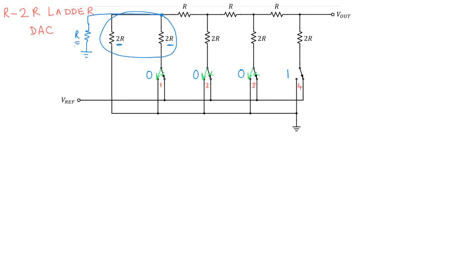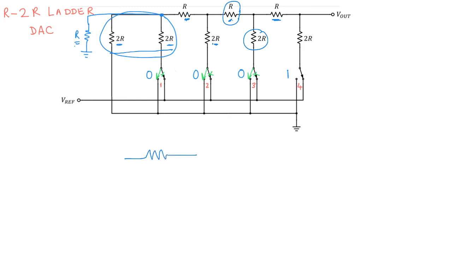And this R, which is a combination of these two elements, and this R make 2R, which is in parallel with this 2R. So they make a value of R, and then you get R plus R. This R is 2R, which is in parallel with this 2R, so it makes R again. And that R and this R make 2R. So basically, you can reduce the circuit to something like this.